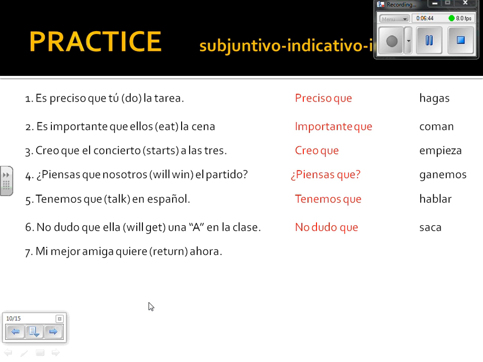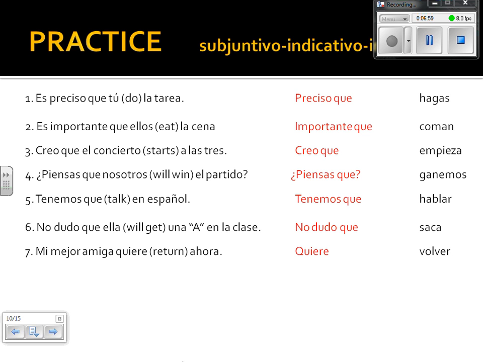Number 7. Mi mejor amiga quiere return ahora. The verb quiere is the trigger word here. Since there is no change in subject throughout the sentence, there is no need for the subjunctive form. Also, since the verb quiere is conjugated, the verb following must be an infinitive, so the answer is volver.